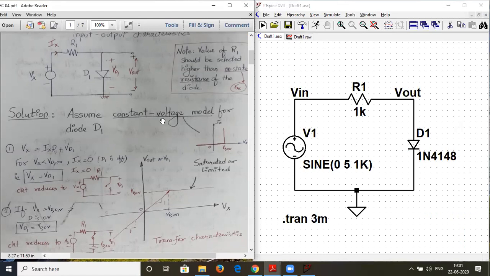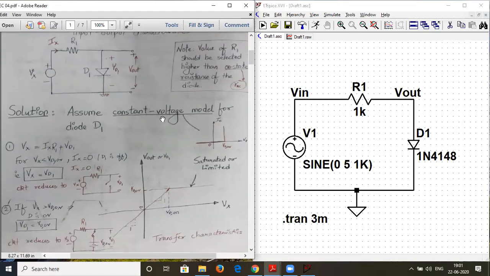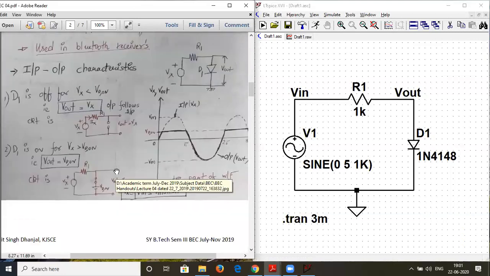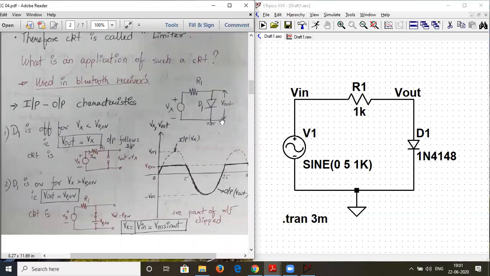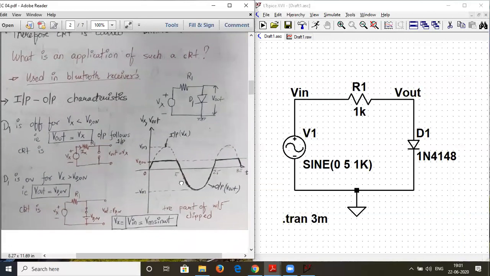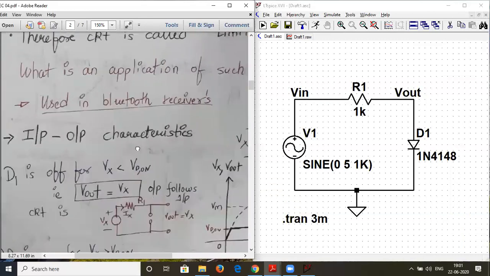So first we'll study the first case. The first case is when the voltage V in is less than VD on. Whenever V in is less than VD on, the diode is off. So the diode is off whenever V in is less than VD on. Let's say that the VD on voltage over here is around 0.7. So whenever V in, let us concentrate on this waveform now.